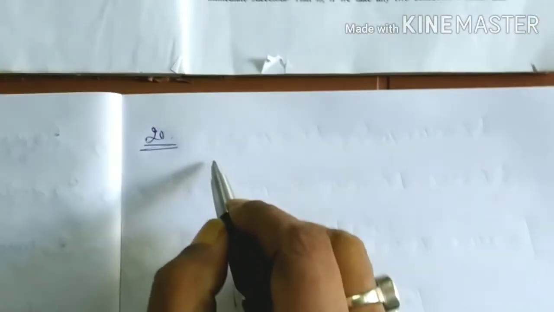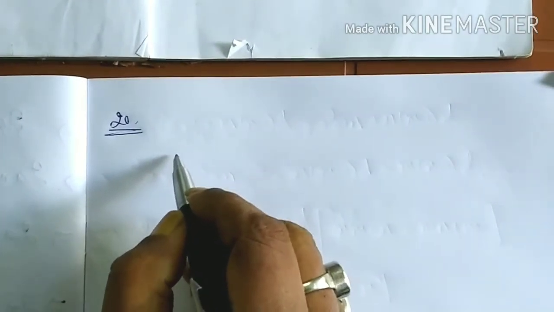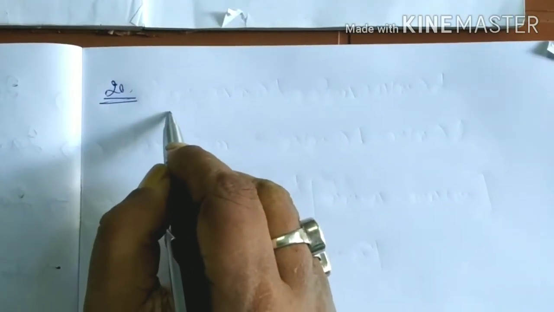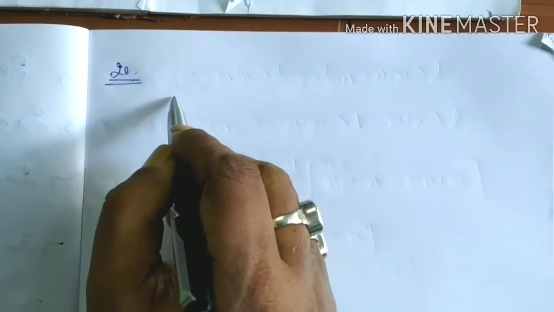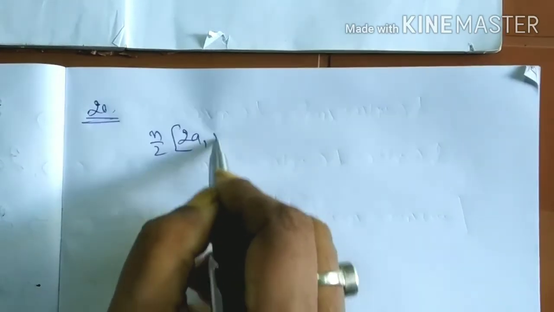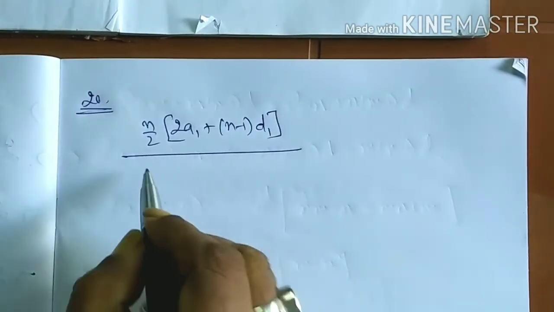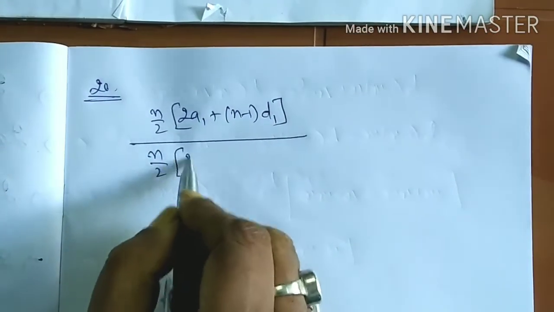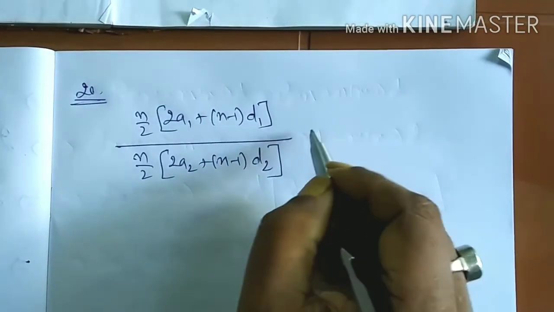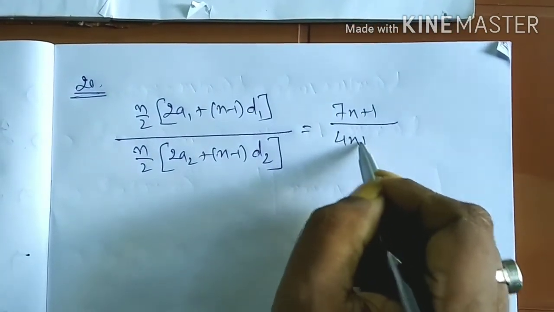So it is given the sum of n terms of two arithmetic progressions. They are two different arithmetic progressions. Their sum of n terms, that means their ratio, we can write like this: n by 2 into 2a1 plus n minus 1 d1, by n by 2 into 2a2 plus n minus 1 d2. This is equal to 7n plus 1 by 4n plus 27.